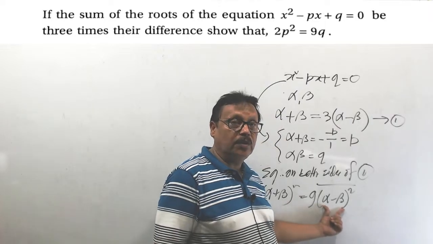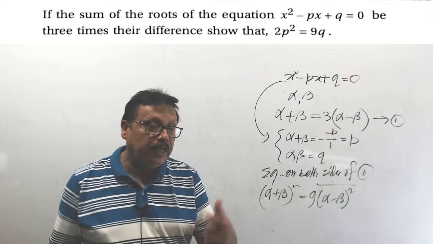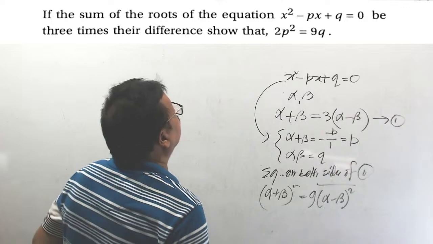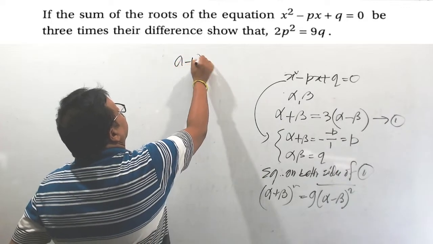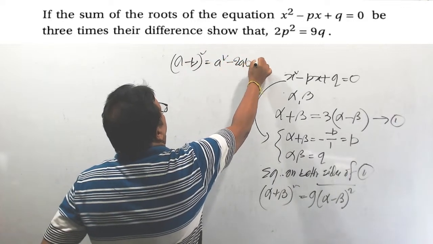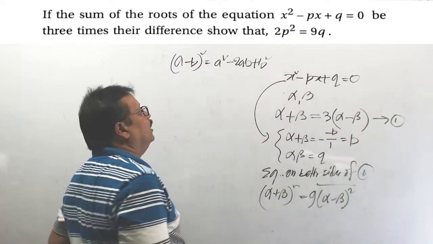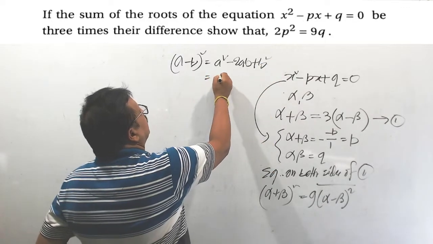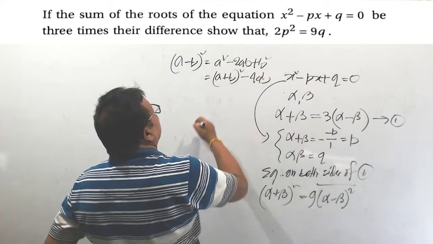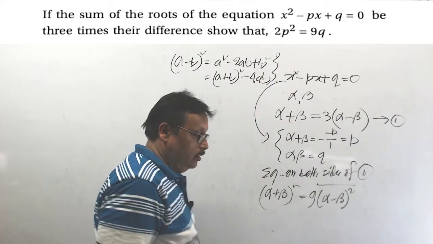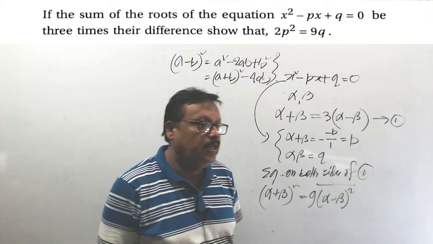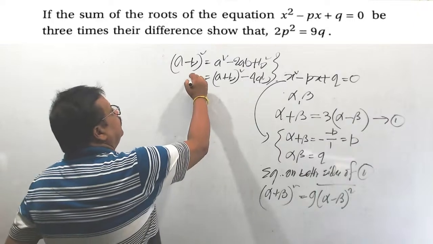What is the formula of a minus b whole square? There are two formulae. A minus b whole square is equal to a square minus 2ab plus b square. And another one is a plus b whole square minus 4ab. You have to remember all these formulae, otherwise you will fall in problem. You face a lot of problems due to formulae, right? So we'll use the second one.